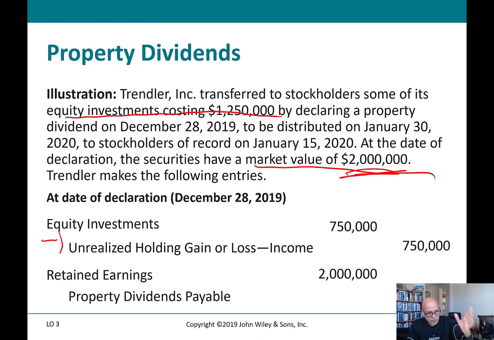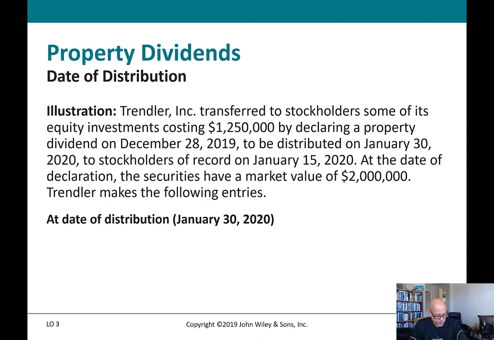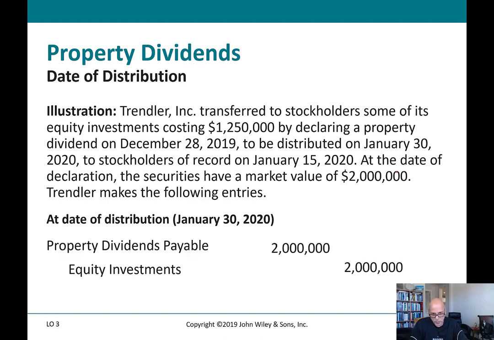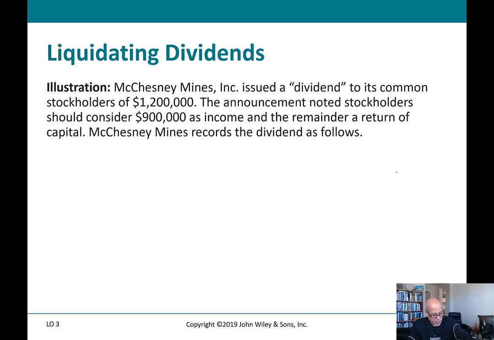We first book the gain, and this would be the case of any property. I don't care if we were distributing iPhones. If we were Apple, and we're distributing $2 million worth of iPhones, but they have an inventory book value of 1.2, we first would book the gain, then we would take out the dividend at fair value. Then of course you distribute the dividend, debiting the payable and crediting whatever you're distributing. Just like before it was cash, now it's these investments, the investment asset.